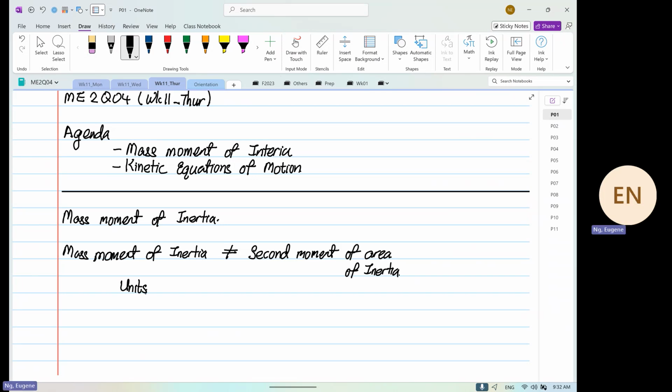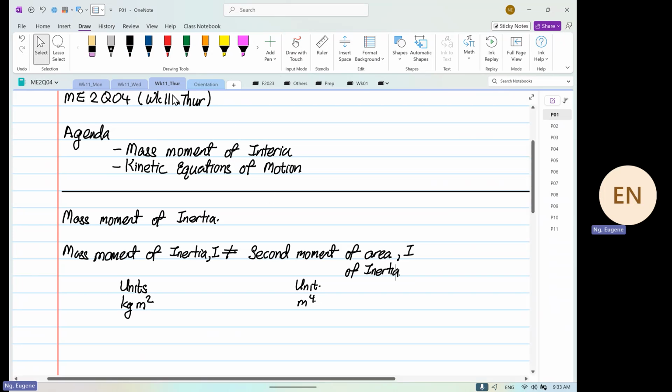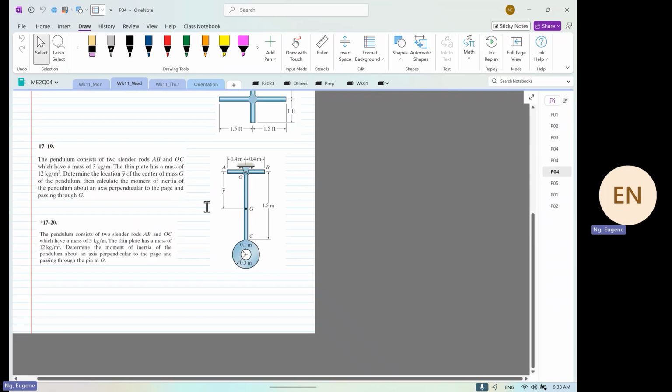What is the difference if we were to look at units? The unit for the mass moment of inertia is kilogram meter squared. And the unit for the second moment of area is meter what? To the fourth. But both of them happen to share the same symbol. The mass moment of inertia, we call it I. And the second moment of area, we also call it what? I. They are not the same at all. Later on, we'll see the difference in formula.